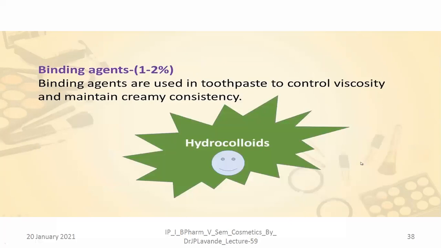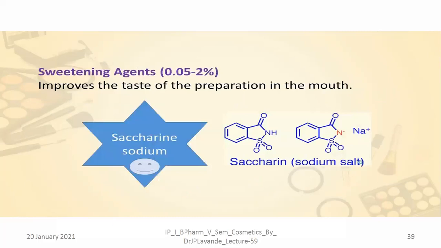The binding agent is added at 1 to 2%. An example of a binding agent is the hydrocolloids. These are used in toothpaste to control the viscosity and maintain the creamy consistency. So hydrocolloids are used as a binding agent in 1 to 2% concentration. As far as the sweetening agent is concerned, sodium saccharin, the sodium salt, is used, which improves the taste of the preparation in the mouth because of its sweet taste. It is added in 0.05 to 2% concentration.